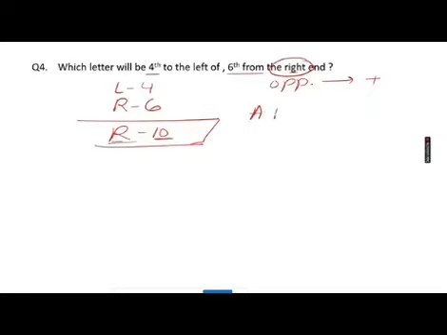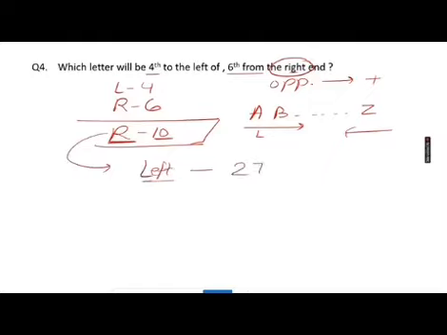So our ABCD, beginning from A to Z, when we are moving from this side to this side, we are moving from left to right, right? So in this case, the position of the letter will be 10th from the right. So we have to move from Z towards A. So in this case, whenever we are given the direction from the right, and we have to find the position from the left, you have to subtract the position from 27.